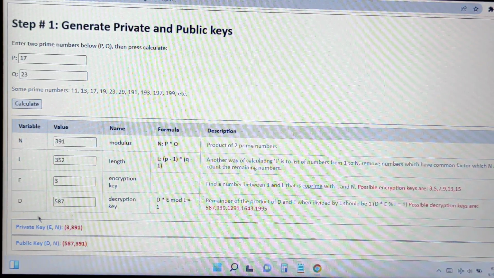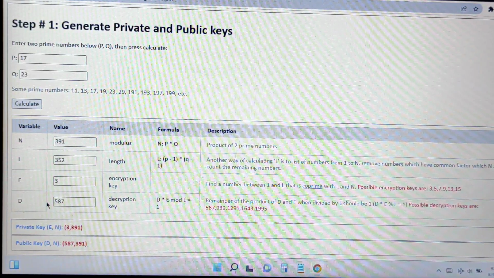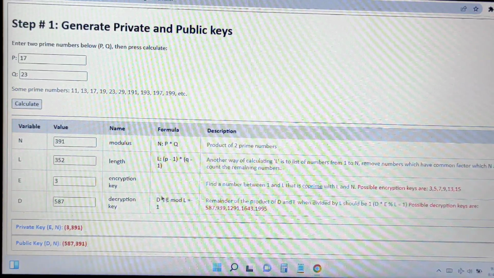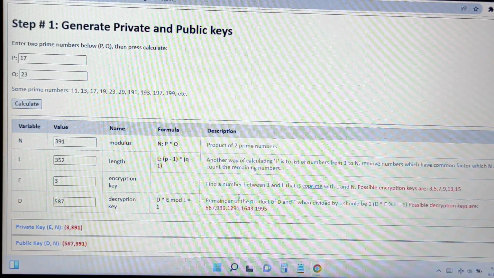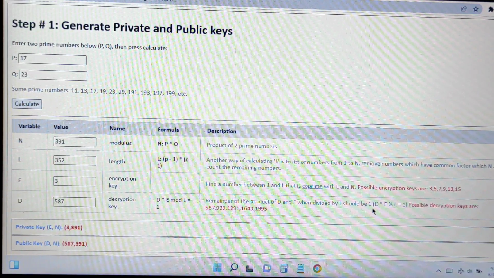Next is D. The value of D is 587. The name of this variable is decryption key. The formula is D multiplied by E mod L is equal to 1. So the remainder of the product of D and E when divided by L should be 1.